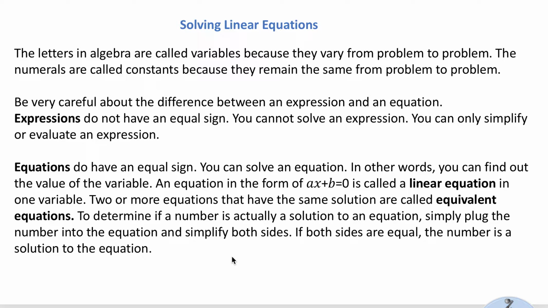Solving linear equations. The letters in algebra are called variables because they vary from problem to problem. The numerals are called constants because they remain the same from problem to problem. Okay, we've already stated that once before.